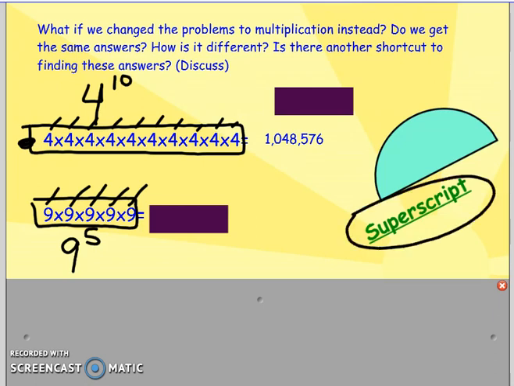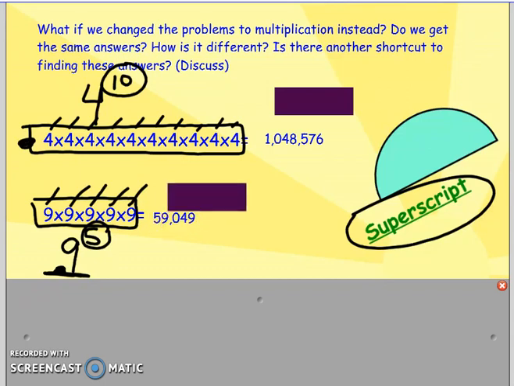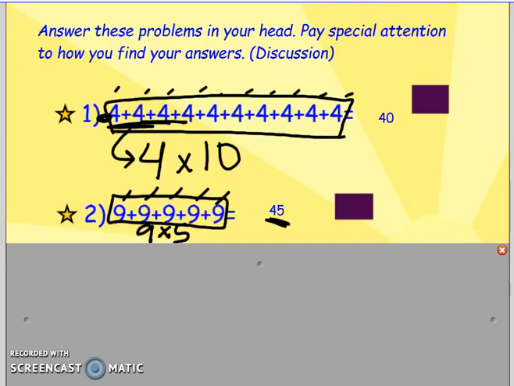This is called a superscript. This mini 5 and this mini 10 are called superscripts. That's because they are above the initial base number. So here we have our base, here we have our superscript exponent. And I'll show you how much this equals: 59,049. So it's a lot bigger than our 45 from our last example, right?